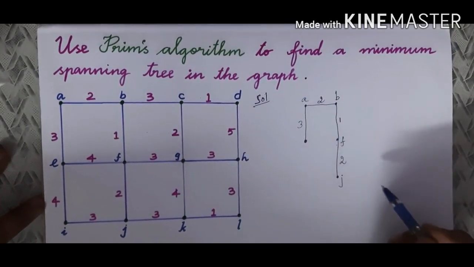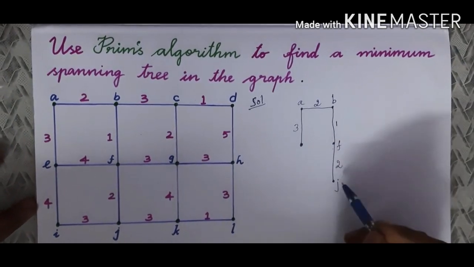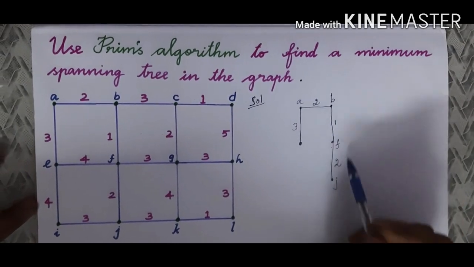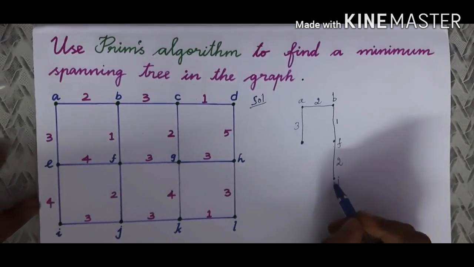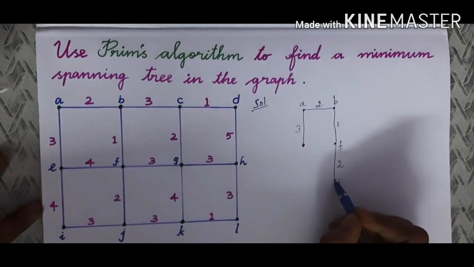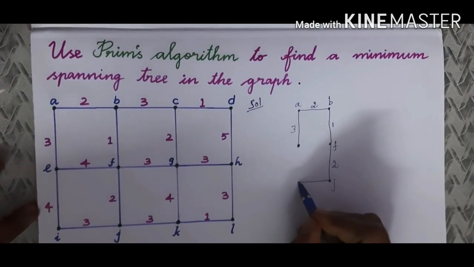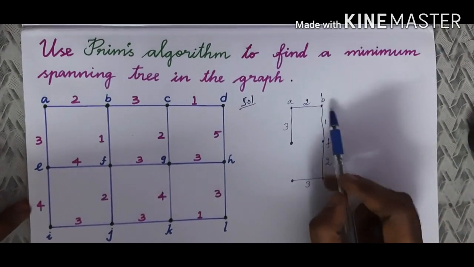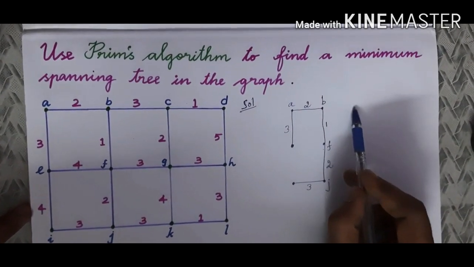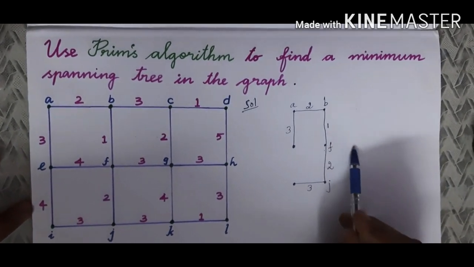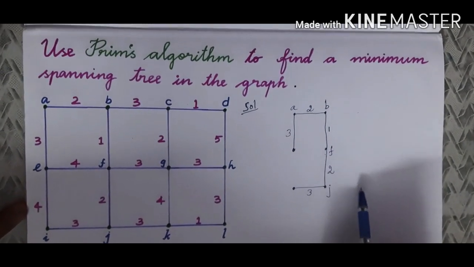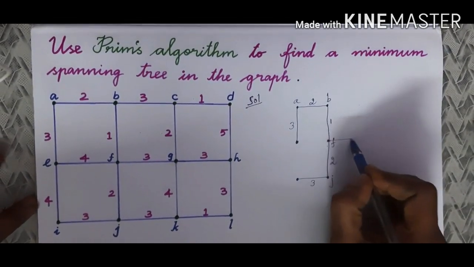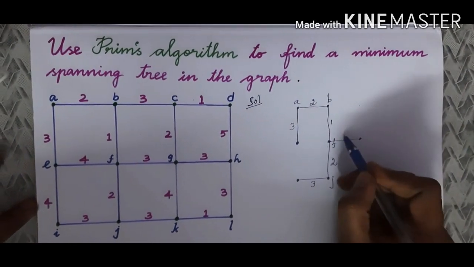So now we can go from J to I or J to K or F to G or B to C. All are the same weight with 3. So I choose J to I with weight 3. Now we can either go to C, the weight is 3, or from F to G or from J to K, all are the same weight. So I choose F to G with weight 3.